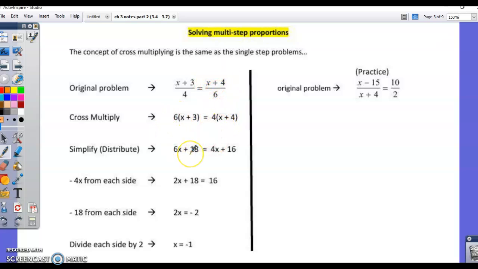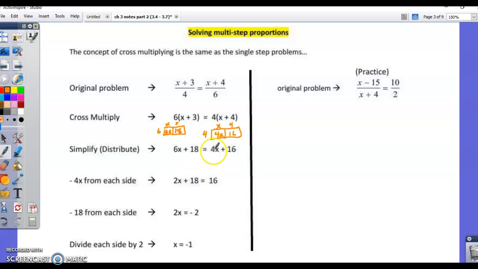This could be the box method that some of you like. So again, you put the 6 on the outside, the x and the 3 here, 6x, and then this would be 18. So we write it out there. Again, the box method, if that helps you: 4x and 4, 4x and 16, which then we write inside the box method here.